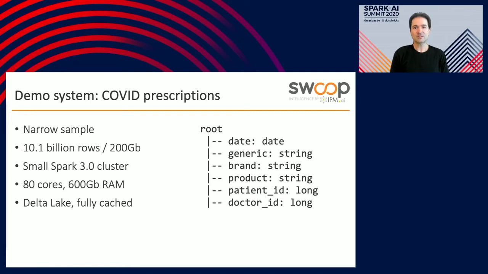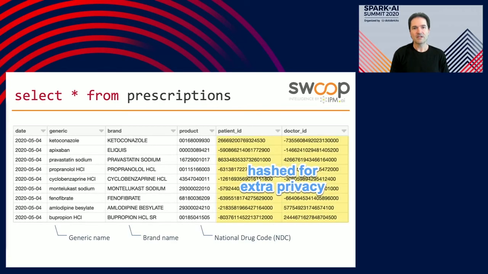And we're going to process it with a cluster where all this data is going to comfortably fit in RAM, because we don't want to check how fast Spark does I/O to various storage layers. We want to understand how Spark processes this type of data and computes different types of analytic aggregations. Here's the data. You have a date, a generic drug name, a branded drug name, a drug code. In the US, that's a national drug code, and the doctor and patient IDs, which I've hashed for extra privacy. Pretty simple.